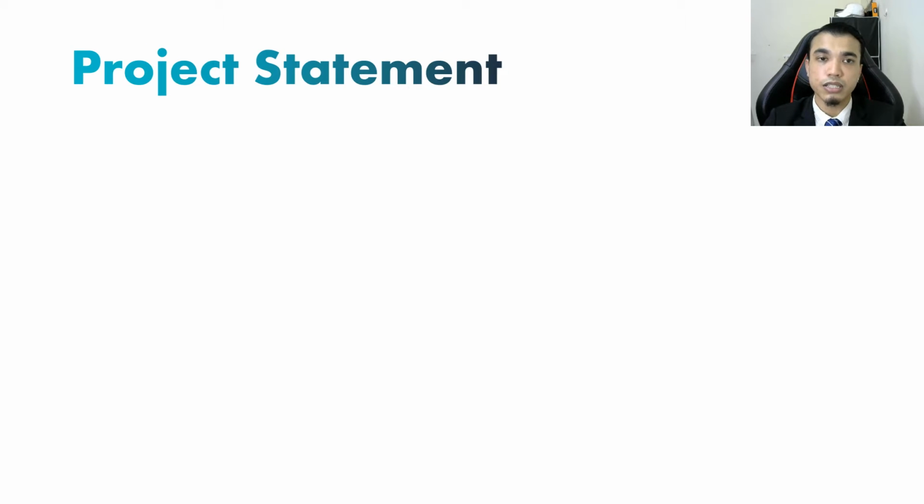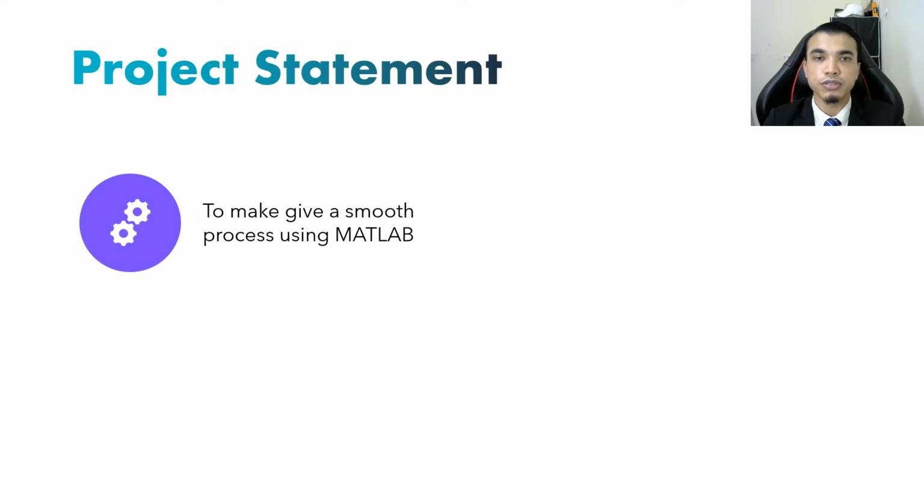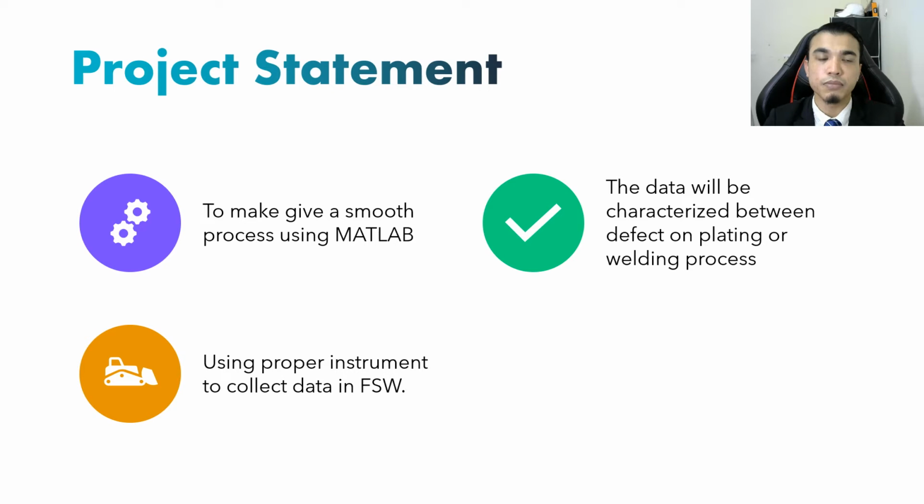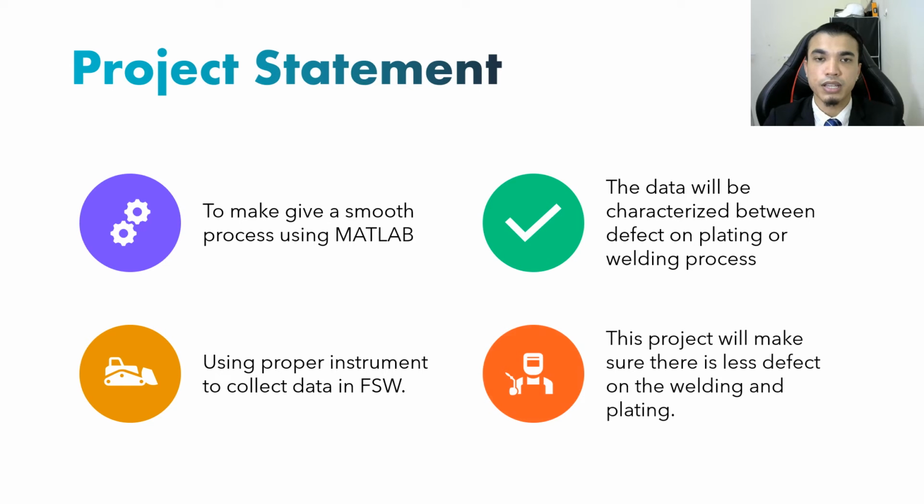In this new age, all humans use automation devices to make a better life. FSW can also be an automated process, using MATLAB to analyze the signal data that I get from the experiment. In this problem statement, I want to make a smooth process of FSW using FFT in MATLAB. I want to be able to characterize the signal that I collect in FSW. And lastly, I will be able to detect the error from the welding error.